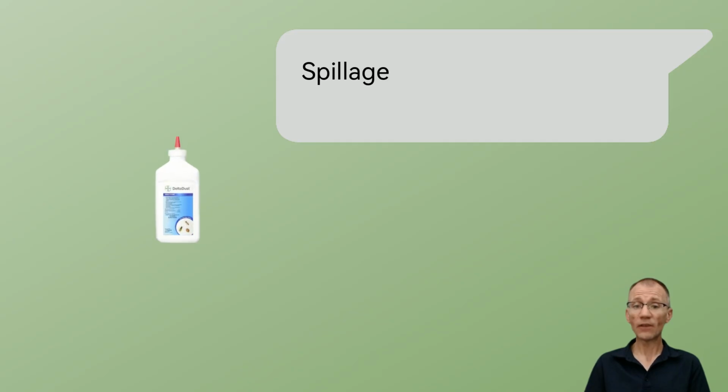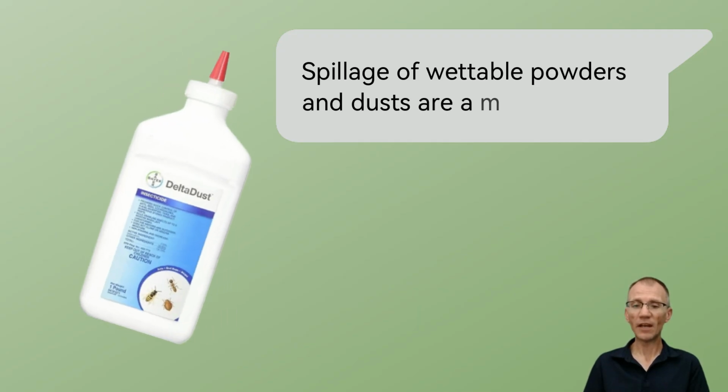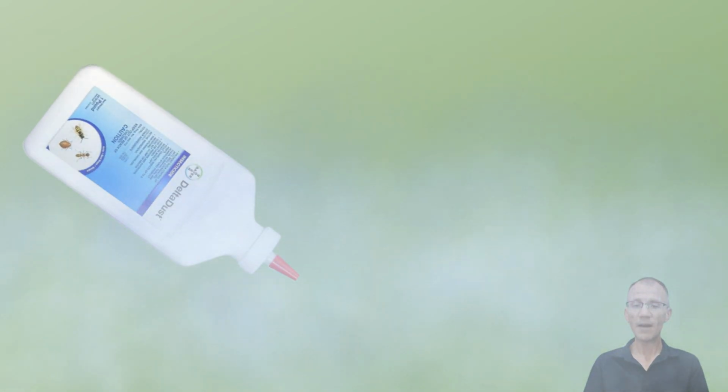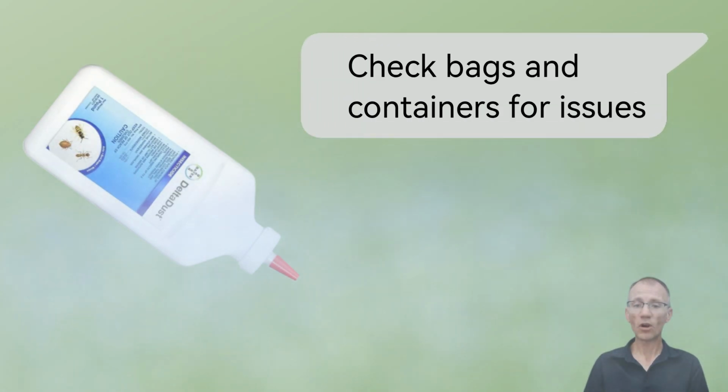Finally, when we talk about transferring wettable powders, dust, or other dry formulations, we've got another big problem here with spillage and inhalation of dust. These dusts, once they come out of a bag or a container, are going to go airborne, and it's really easy to breathe them. So we have to be very careful when transferring these dry formulations to make sure the containers are in good working order. Make sure none of the bags or plastic containers are ripped, because if they are, those dusts are going to come up, and unfortunately, you're going to inhale some of that at some point.